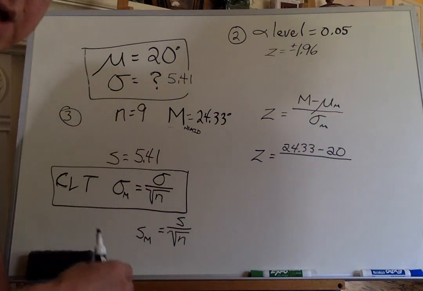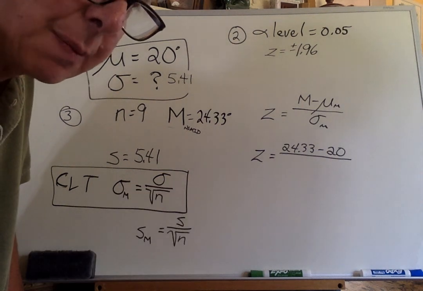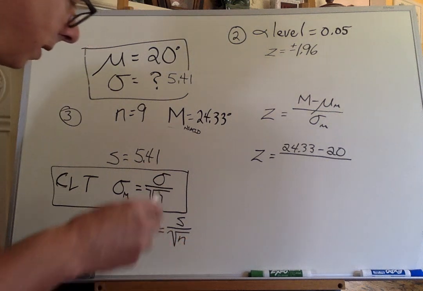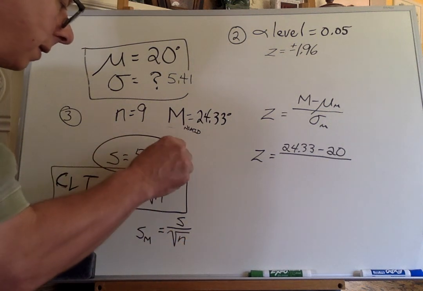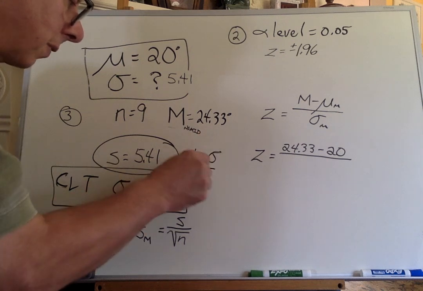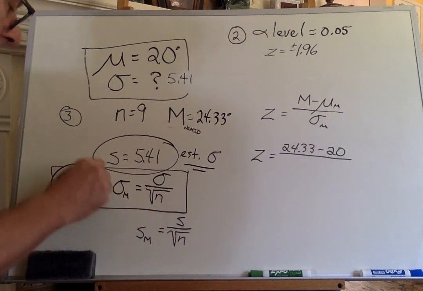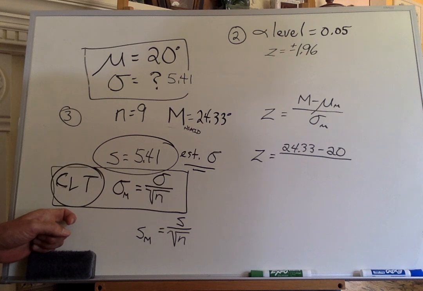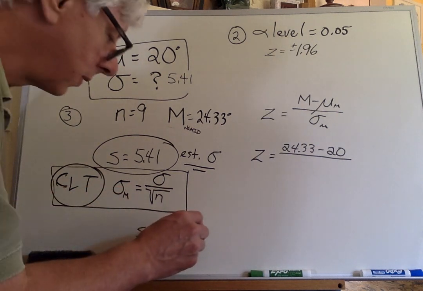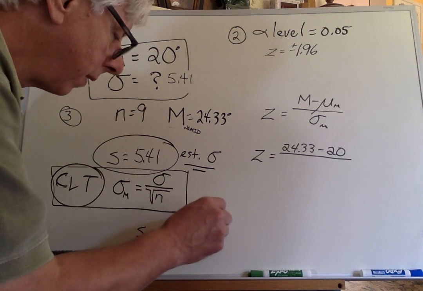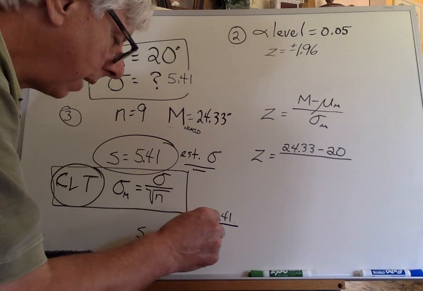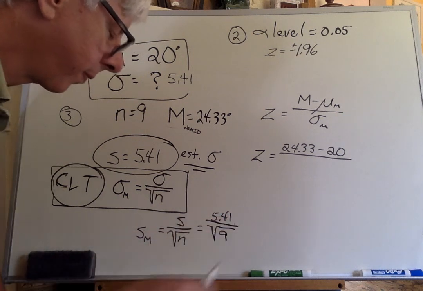Okay? So now we have two steps. Try to conceptualize it like that. We got to estimate sigma. That's one of our steps. And then we'll do the same old central limit theorem step here, okay, by doing this. So this is going to be 5.41 divided by the square root of 9.